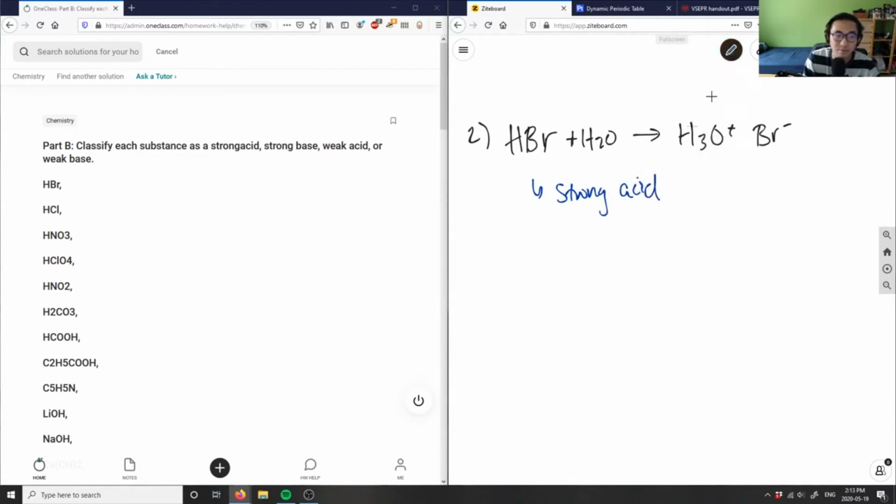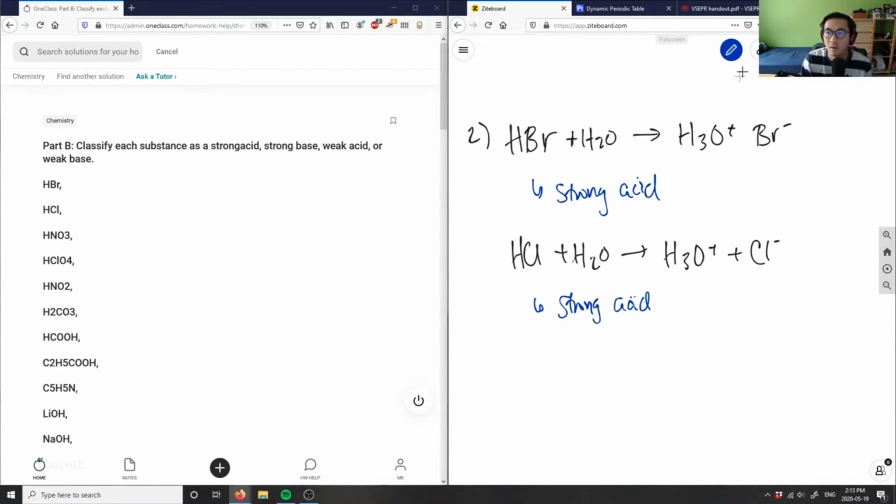The same thing applies for HCl, which is also a strong acid because of this reaction. It's going to dissociate fully. I'm going to get my hydronium ion and my chloride ion. And exactly the same thing for HNO3, which is nitric acid. This is also a strong acid because I know it dissociates fully.